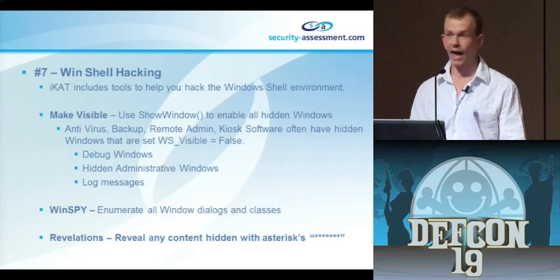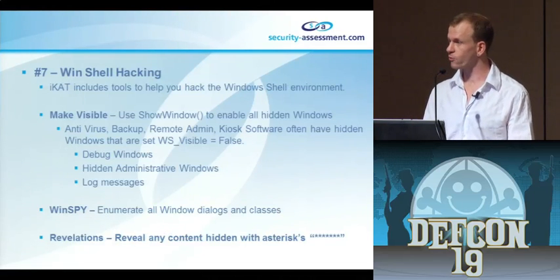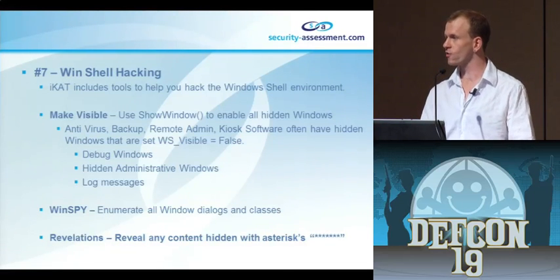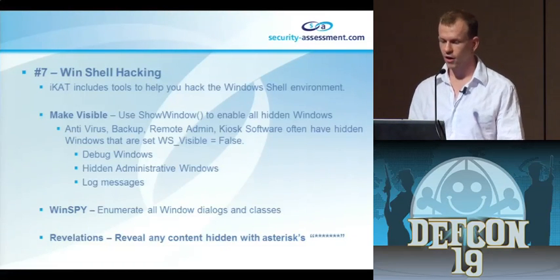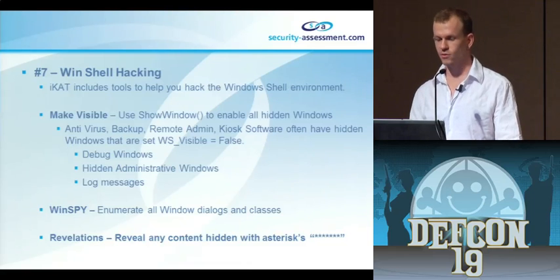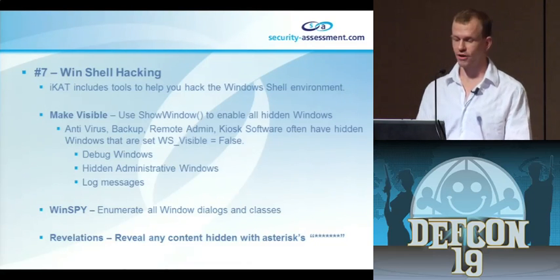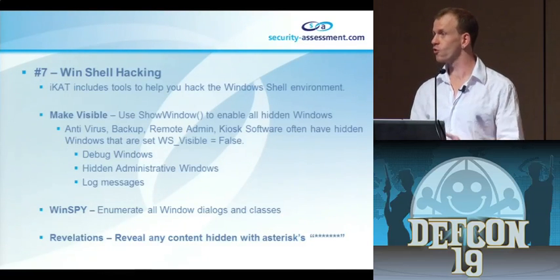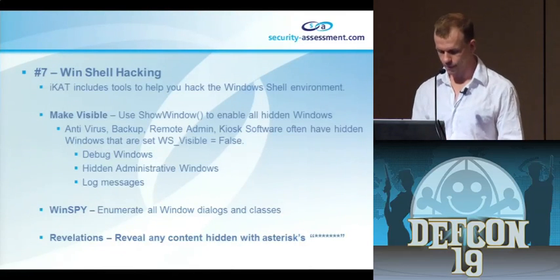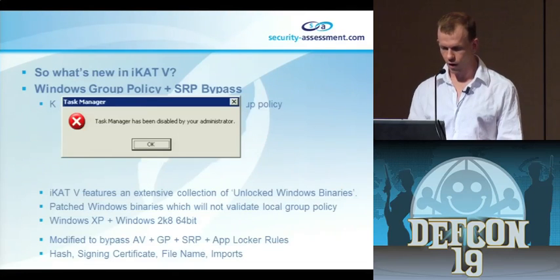And you might have some really interesting windows here. You might have admin windows. You might have backup software that's running. You might have tools running in the sys tray, which you can't see, but they're still there. So I've developed a whole lot of tools which basically allow you to make windows visible. Cool things called like MakeVisible, WinSpy. You click buttons, more windows appear, use those windows to escape. All right, so what's new in iCat 4?